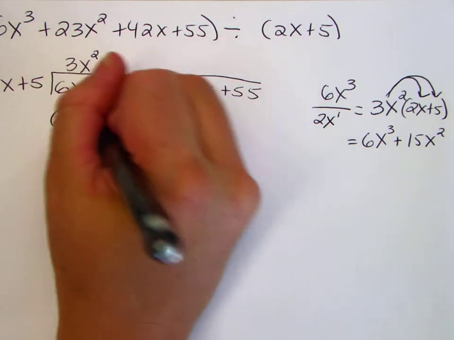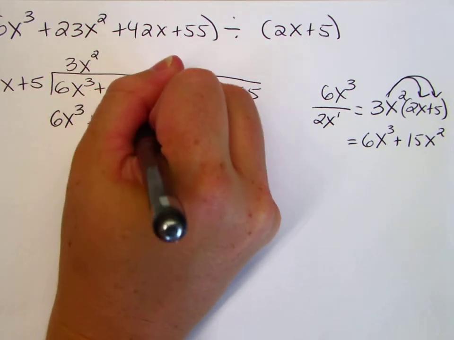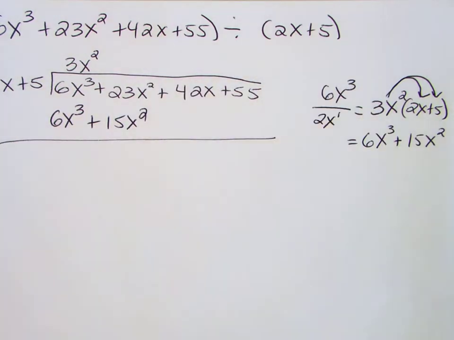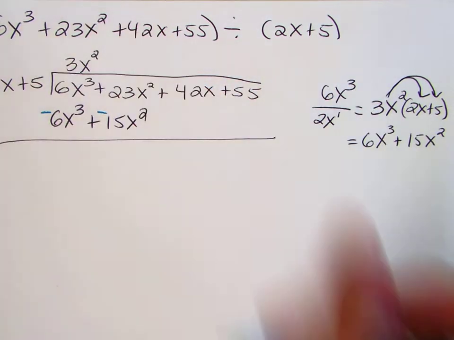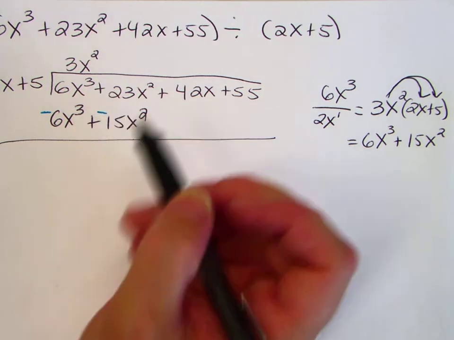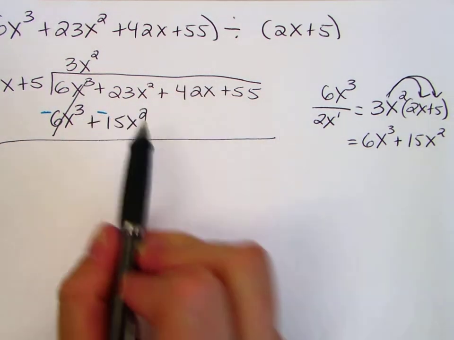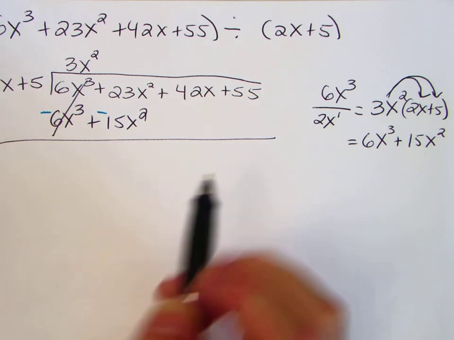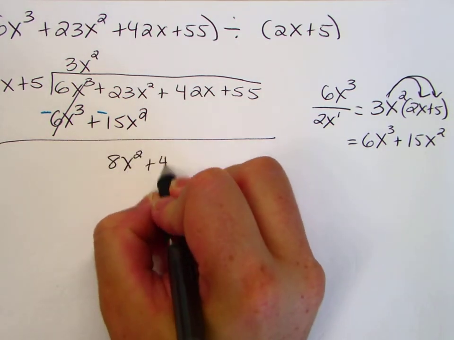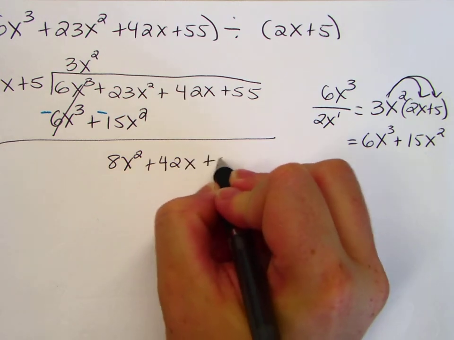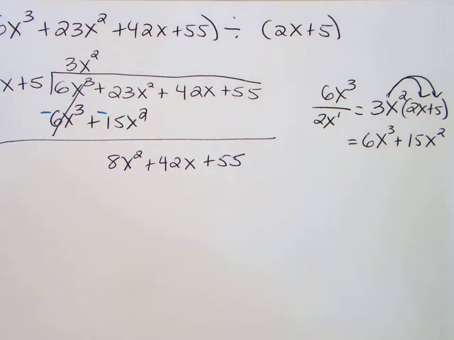6x cubed plus 15x squared. And then what do we do? Subtract. Minus, minus. 6x cubed minus 6x cubed is 0, cancels out. 23x squared minus 15x squared is 8x squared. The x's stay the same when you add and subtract. They only change when you multiply and divide.